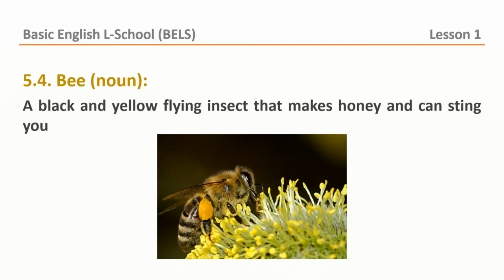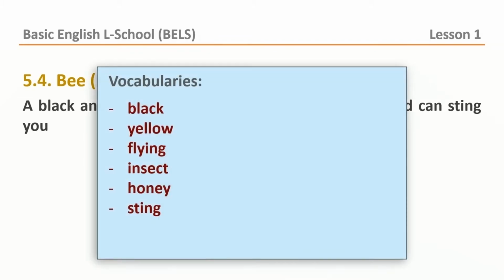Bee. It's a noun. A black and yellow flying insect that makes honey and can sting you. The vocabularies: black, yellow, flying as an adjective, insect, honey, sting.